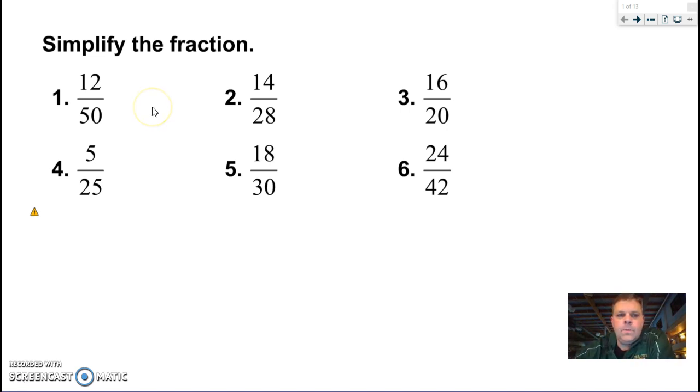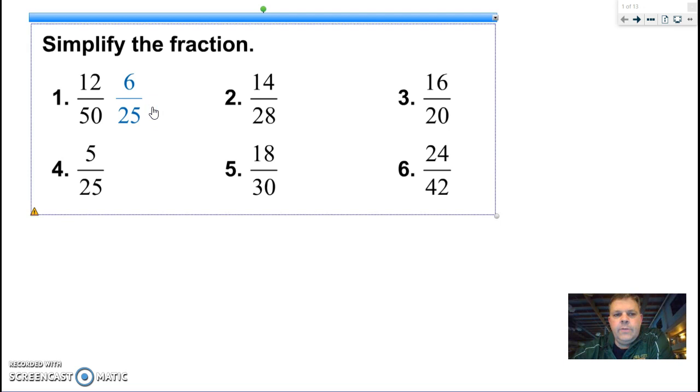Thanks. In our first example, we can divide both by 2. We get 6/25. In our second example, we divide both by 14 and get 1/2. Our next example, we divide both by 4 to get 4/5. In number 4, we divide both by 5 in order to get 1/5. For number 5, we divide both by 6 to get 3/5. And our final answer is 4/7, dividing both by 6.